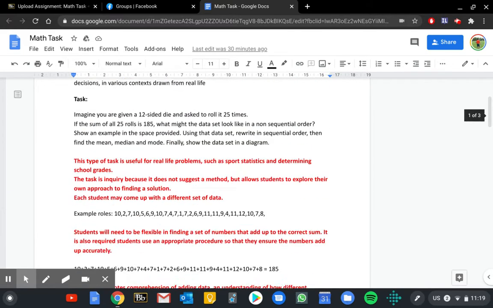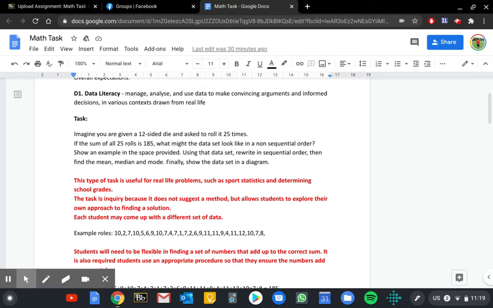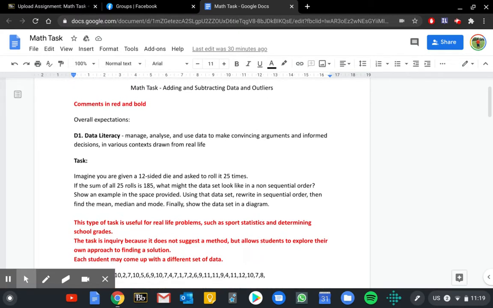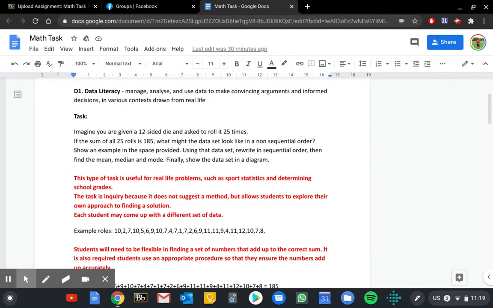So our task is inquiry-based because it is an open-ended question. It requires students to experiment with the total number of rolls and the probability of rolling a specific number. We also require the students to work backwards from a given sum of 185, which allows for students to use multiple different methods to find the answer. They must go through the process and explore options to come up with a solution. So students may come up with a variety of different responses.